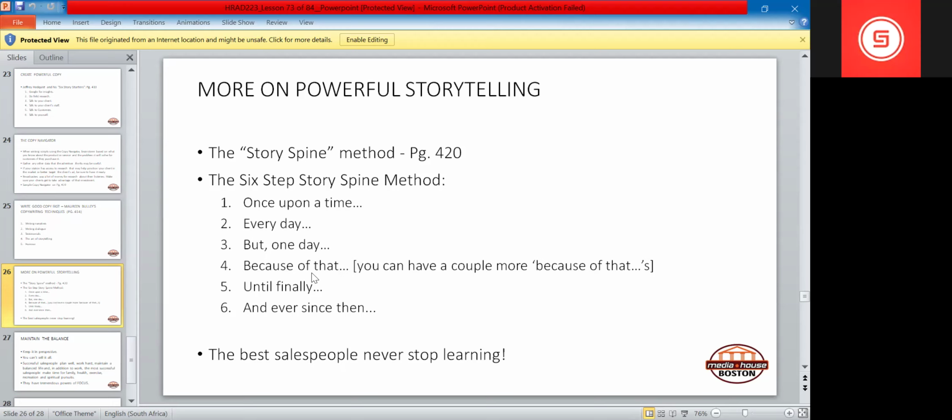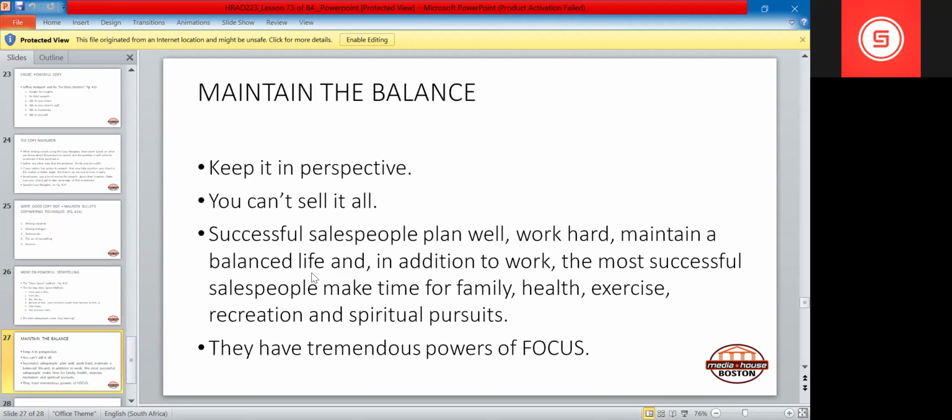The best salespeople never stop learning. Nearly done. So maintaining the balance, just to keep it in perspective. Remember, don't go too outlandish. Always make sure that at any one particular point you're servicing the customer and the listener, and you're within the brand of your own station, the own culture and brand identity of your station. You can't sell it all.